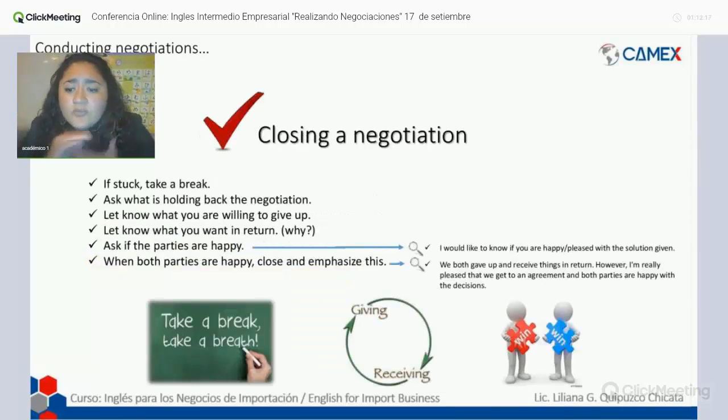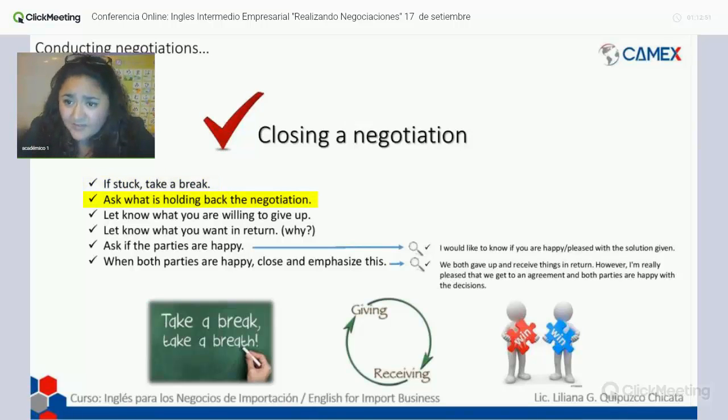Then what you have to do when you're closing a negotiation. In this case, if you're stuck, if you are not making any kind of decisions, take a break. Let your supplier or your client know that you are stuck in the negotiation and you're not making any kind of progress. So let's take a break. Are you comfortable taking a 10-minute break? So maybe you can go freshen up, go to the bathroom or something, so you can come back with a clear mind and continue the negotiation.